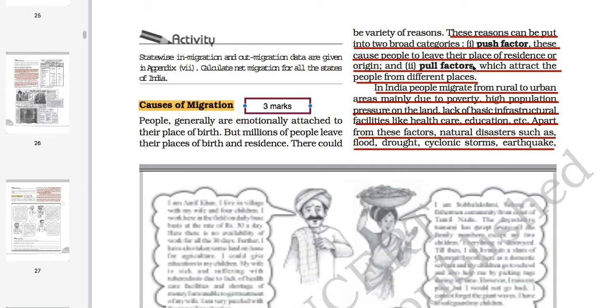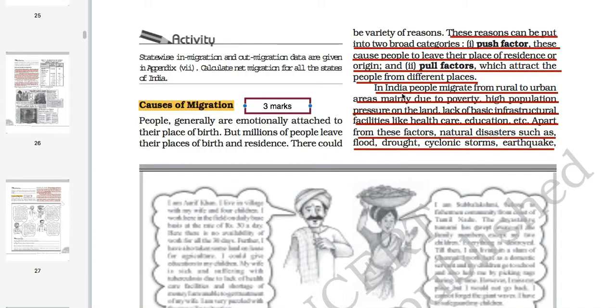For example, in Punjab today's trend is that students leave their place of birth for good education and good job opportunities, and now they are settled abroad. Here abroad plays the role of a pull factor: good education, good job opportunities, and good economic status attract the students of the Punjab state. So these two are the main factors or categories responsible for migration: first push factor and second pull factor.